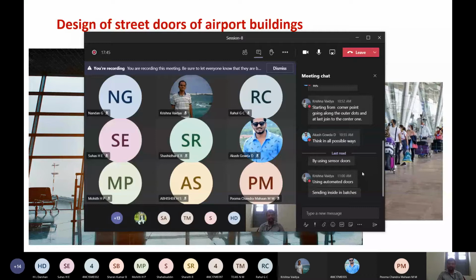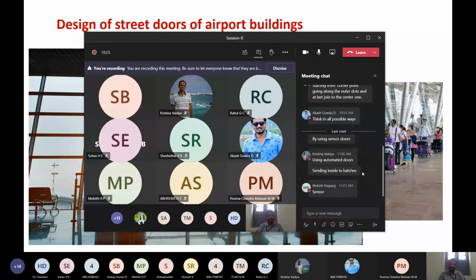Again, in the transformation phase, you must be able to generate as many solutions as possible. For this problem, you are relying on only one solution, that is, using sensors, designing an automated door. Again, the same answer. Can't you think outside of this automated door solution? What are the other possible solutions other than having an automated door opening system?